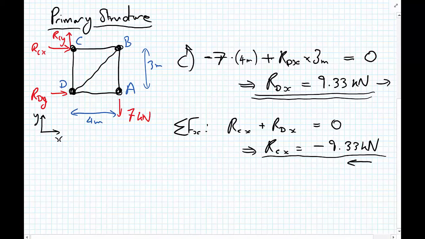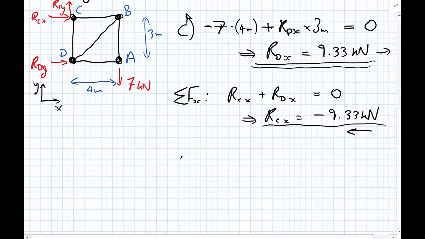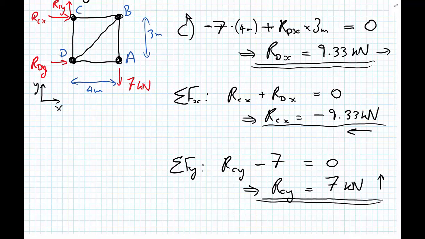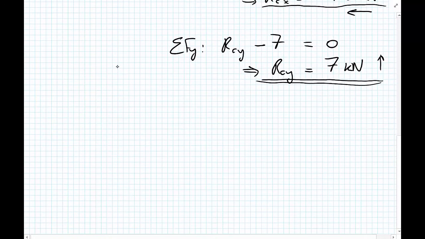And finally, we have the third equation of equilibrium: the sum of the forces in the y direction. I have RCY pointing upwards, and a 7 kilonewton applied load pointing downwards, which must be equal to zero for equilibrium. And therefore, RCY is equal to 7 kilonewtons and pointing upwards. Now that we have our reactions from considering equilibrium of the entire structure, we now move on to consider the method of joints for each of the individual joints in the structure.